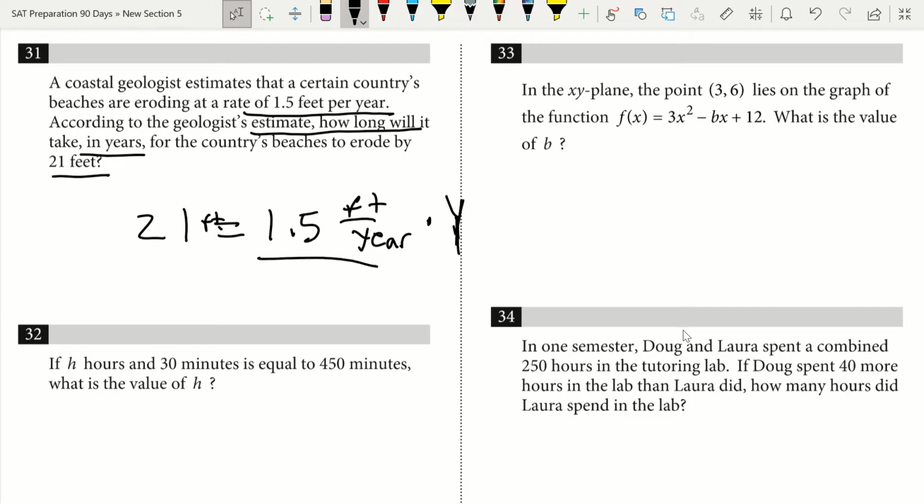Okay, so we're going to divide each side by that 1.5 feet per year. Divide each side by 1.5. 21 over 1.5, that's going to give us 14. And I'll double check that by plugging it into my calculator. 21 over 1.5 gives us 14, right? So 14 years is what our correct answer will be there. Okay, so the answer there is going to be 14.